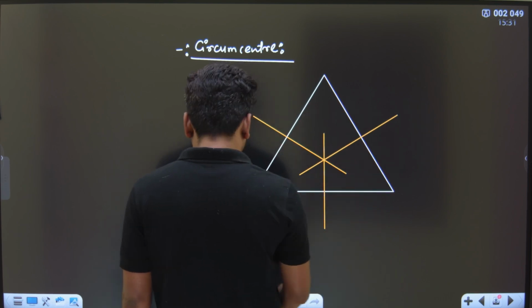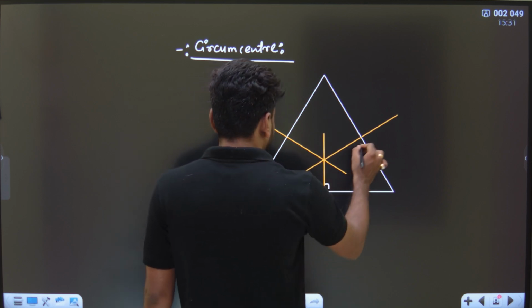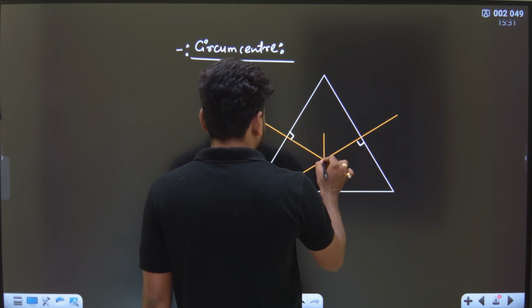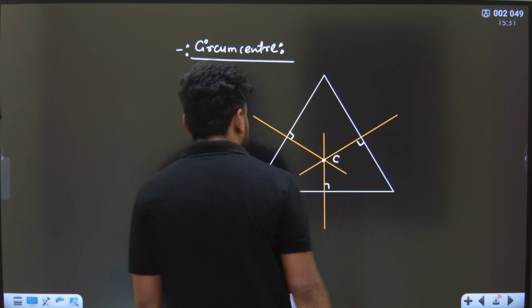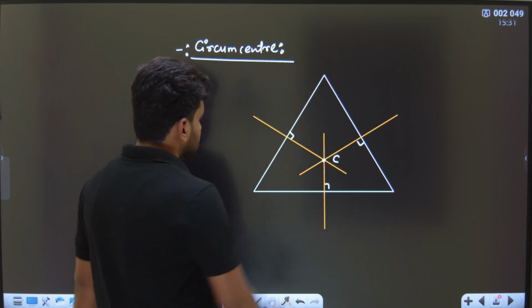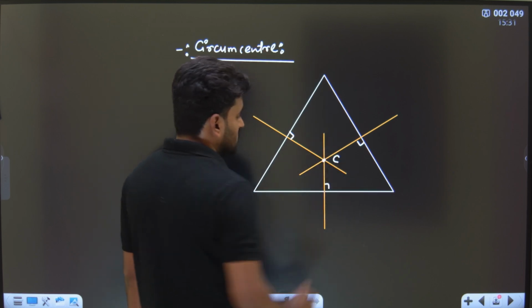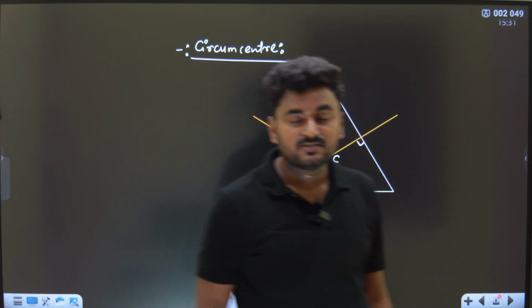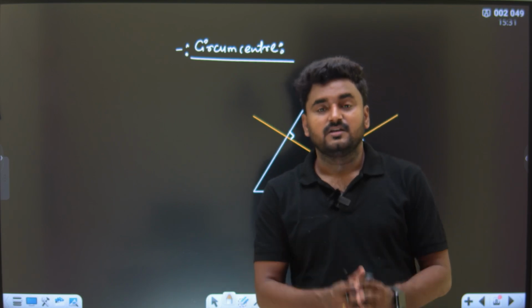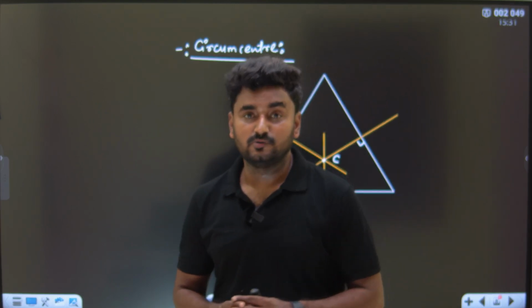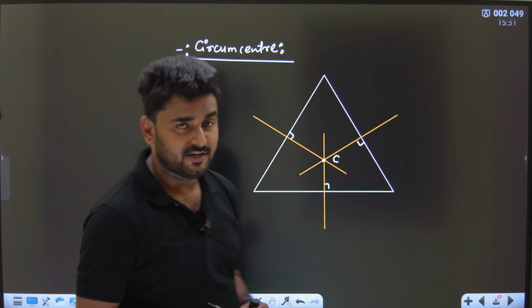Okay. Now there are three perpendicular bisectors which meet at the point C. Okay, and this point is called what? Circumcenter. And in the last video I told you how to find the circumcenter, the coordinates of the circumcenter.